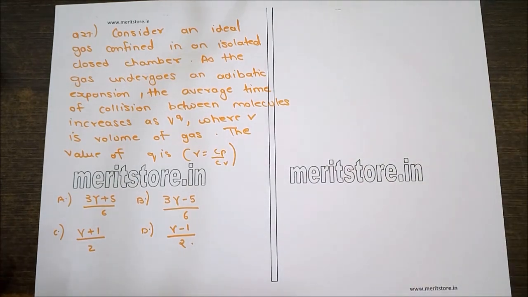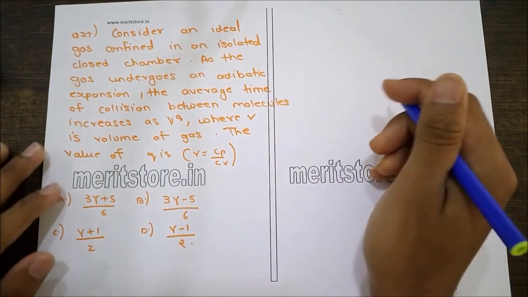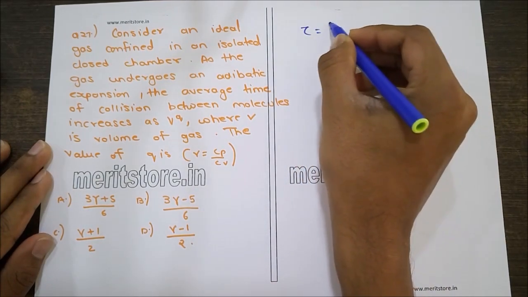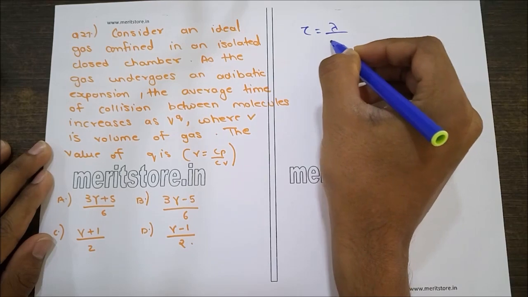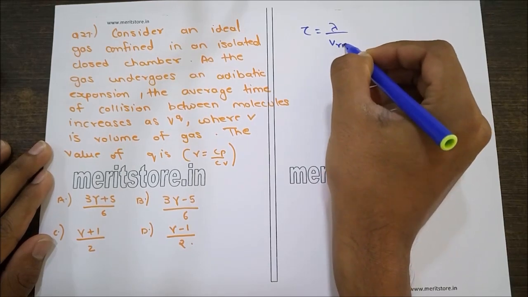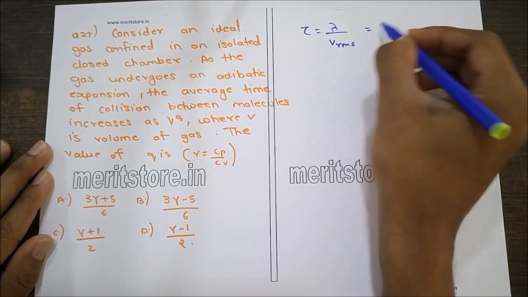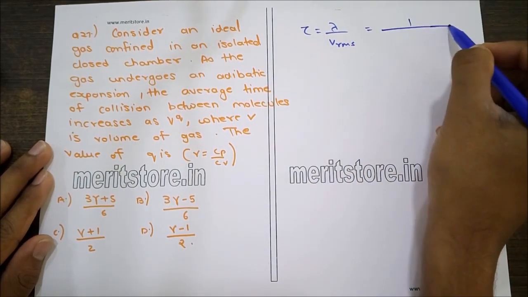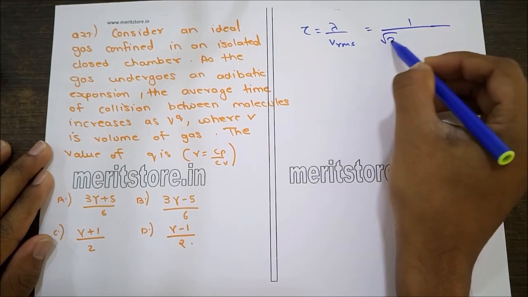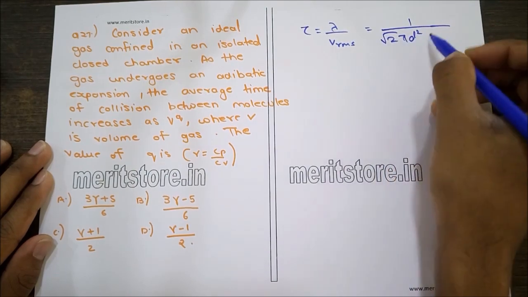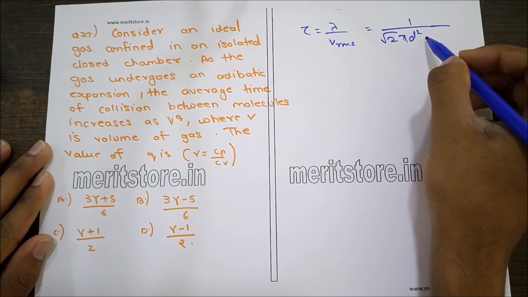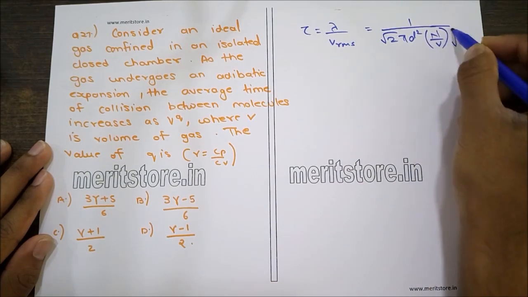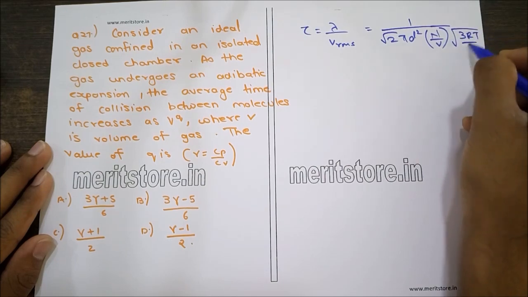Now for this, what we need to solve is the average time of collision tau, which is given by mean free path lambda upon the VRMS, and this can be simplified as 1 upon root of 2 pi d square, where d is the diameter of the molecule of gas, into n upon v into root of 3 RT upon m.